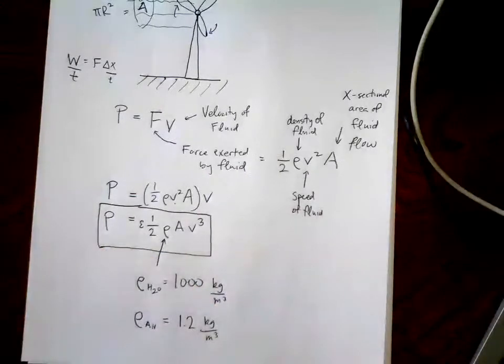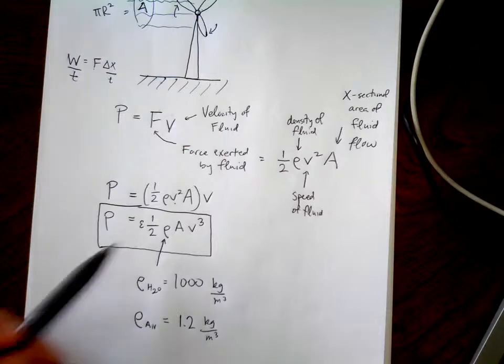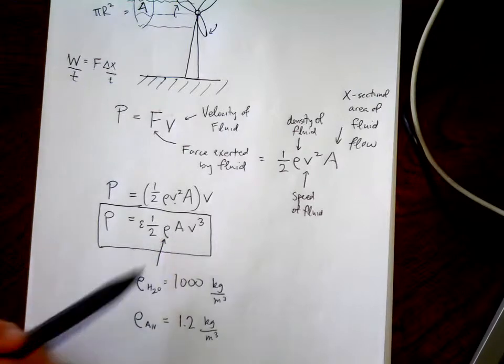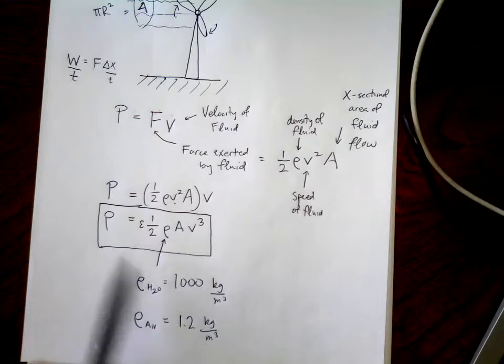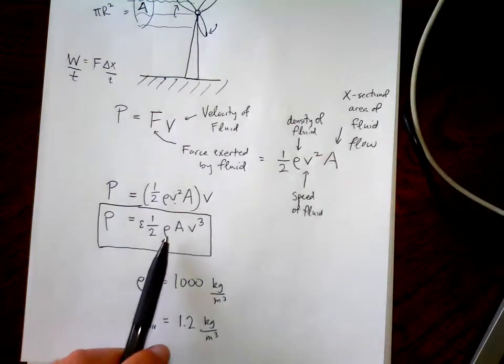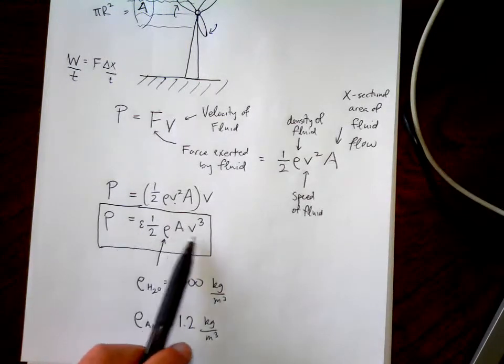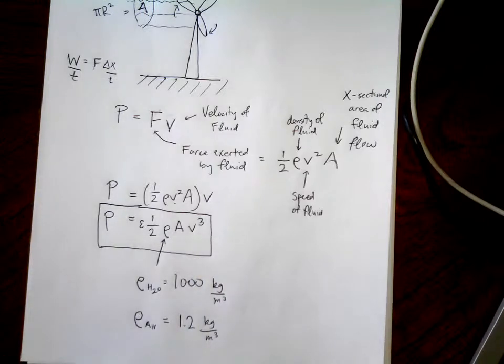What you can see is that because water is so much denser than air, it generates a lot more power for a given speed. So if you have a hydroelectric dam, the water doesn't have to go as fast to generate a lot of power. Air has to go faster.